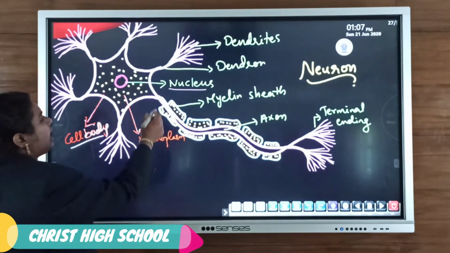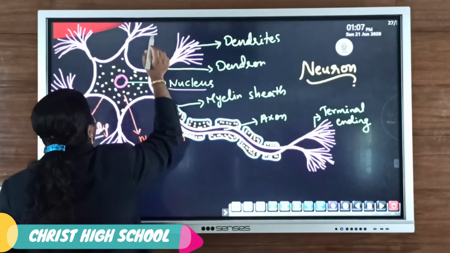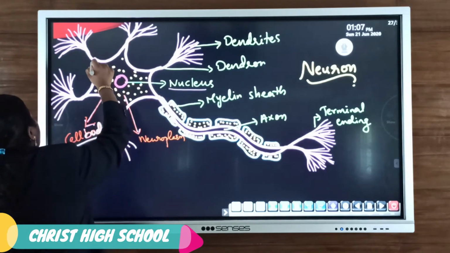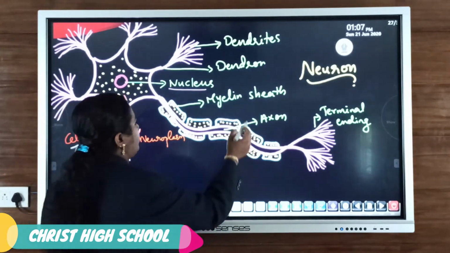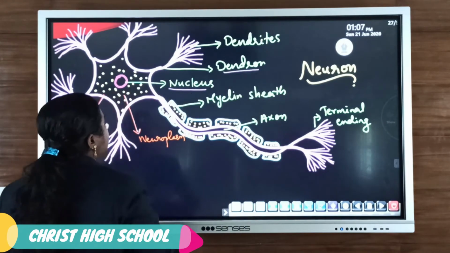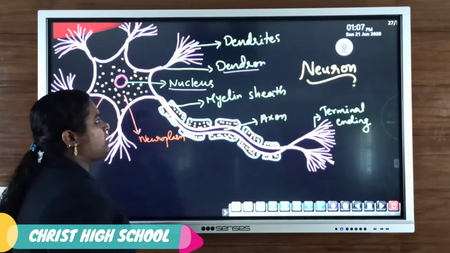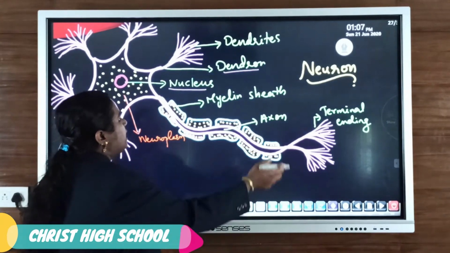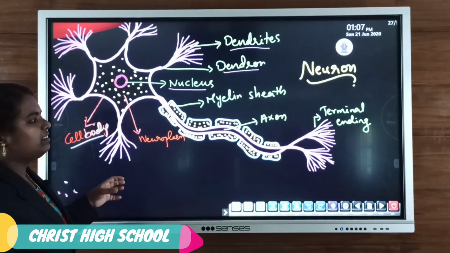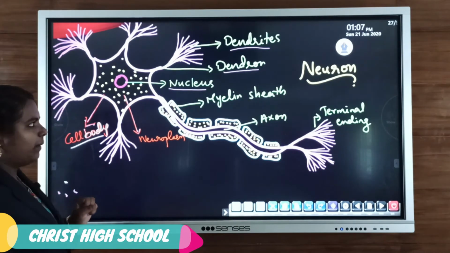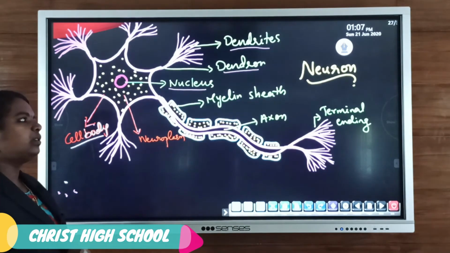Then the main branches of the cell body, look at the figure, these are the main branches, are known as dendron. And the dendron is further branched. The further branched structure of dendron is known as the dendrite. The main function of dendrite is that it collects or receives the information, the impulses, from the nearby area.